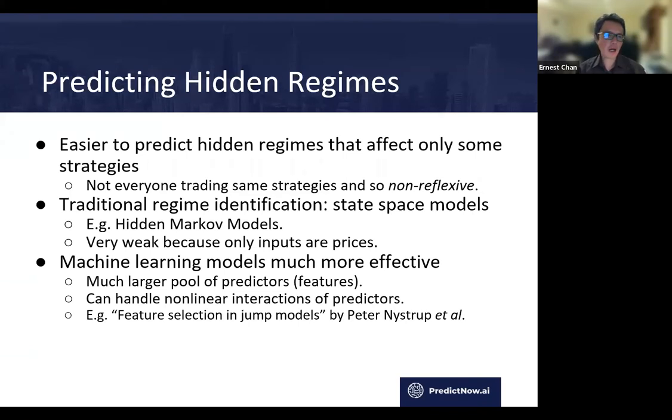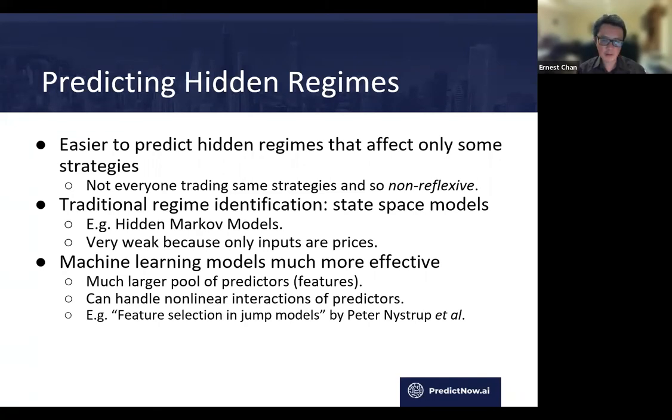Now, going back to why the traditional hidden Markov model, or state space models in general, are not so predictive, and how we can improve on it, and why machine learning can improve on it. Well, one reason, as I already mentioned, is that a machine learning model can make a stronger prediction than traditional state space models because it can incorporate a much larger set of predictors, or features as we call them in machine learning. And the other reason is that very often a machine learning model can handle nonlinear interactions. Of course, we are not thinking about logistic or linear regression, which can still be considered machine learning. We're talking about more complicated machine learning models such as random forest or even deep learning networks, all of which can handle nonlinear interactions among predictors.